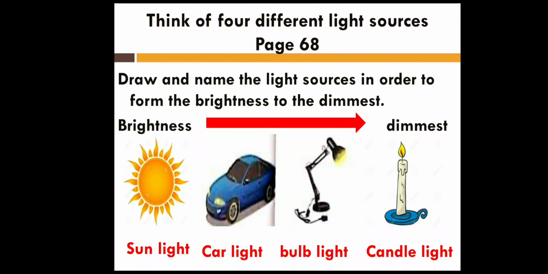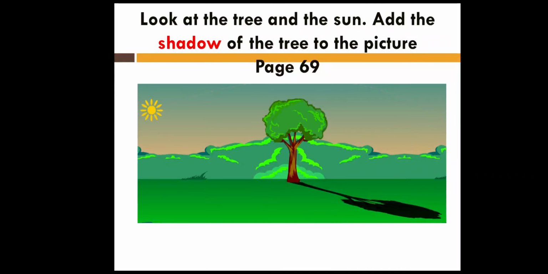Let's see the question. Draw and name the light sources in order from the brightest to the dimmest. The sunlight is very high or very strong. Then the car light is also strong. Then bulb light, and candle light is the dimmest light. So the strongest light is the sunlight and the dimmest is the candle light.